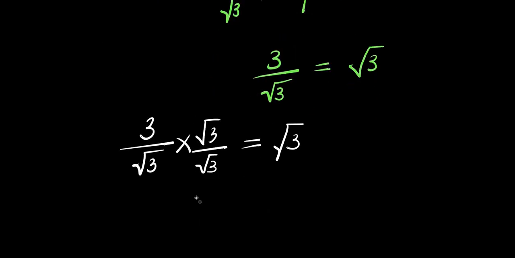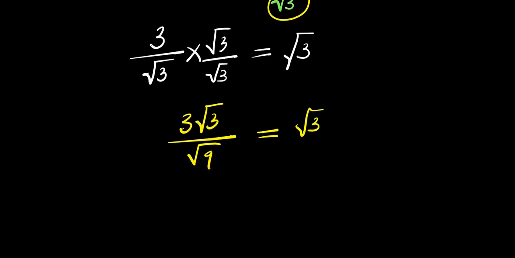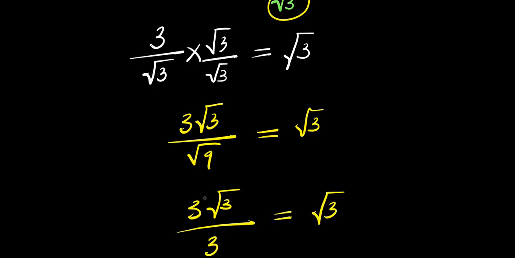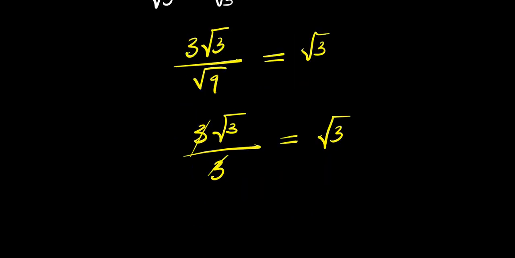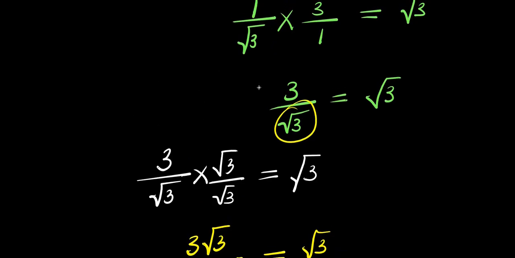So from here, I have this by rationalizing the denominator. I have 3 root 3 divided by root 3 times root 3, that is root 9. This equals root 3. So from here, I have 3 root 3 divided by root 9 is 3, equals root 3. 3 cancels 3. So from here, I have root 3 equals root 3. Left hand side equals right hand side. So this has satisfied the equation as well.